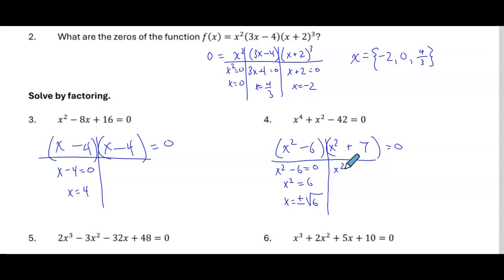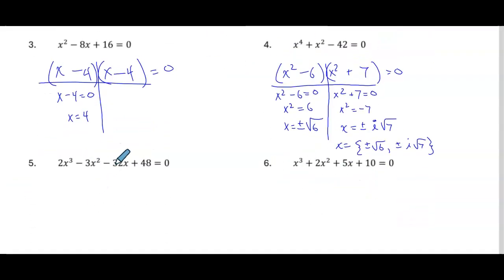All right, over here I have x squared plus 7 equals 0. So x squared equals negative 7. And you recall when you do a square root of a negative, you get an i. So put the i before the root. If I could simplify this, I would, and then that simplified number would come in front of the i, but this doesn't go any further. So my answers are plus and minus root 6, plus and minus i root 7. Okay, so just remember when you're solving a square root, you do need to put that plus minus on there.